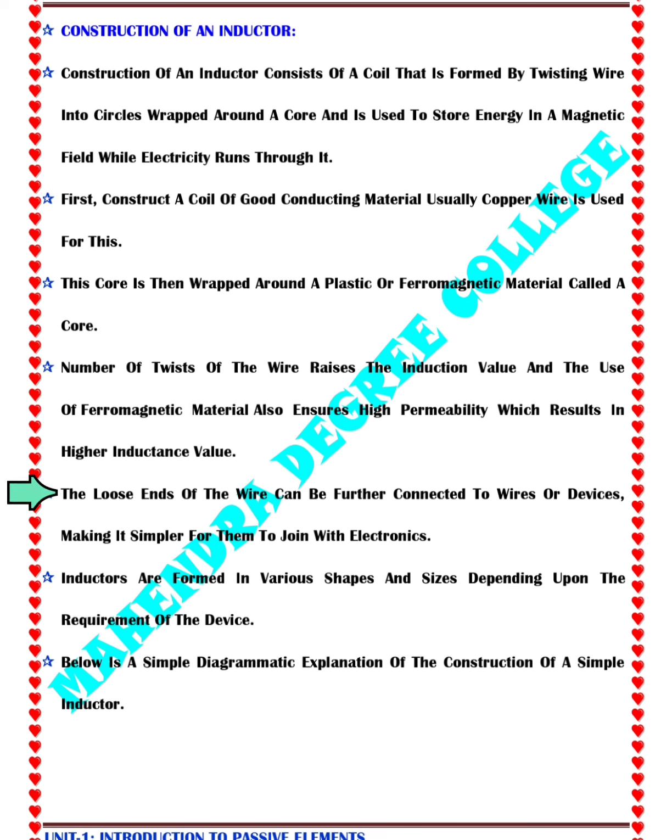The loose ends of the wire can be further connected to wires or devices, making it simpler for them to join with electronics. It means these are the two terminals or open ends of the coiled wire in an inductor. They are not connected to anything yet.